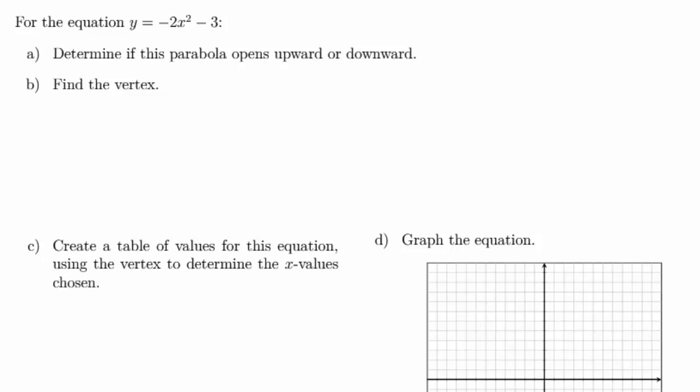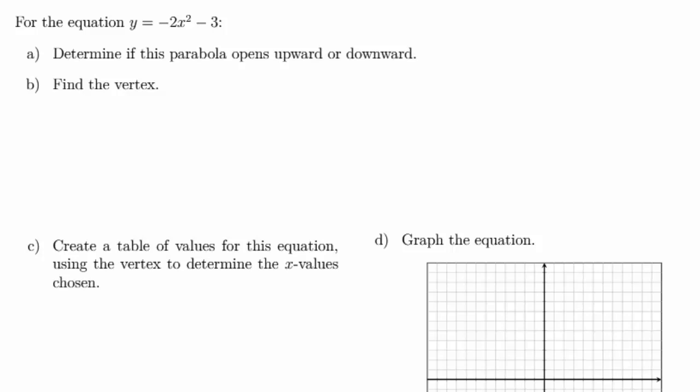In this example, we're given y equals negative 2x squared minus 3. We're asked to determine if this parabola opens up or downward, find the vertex, use those first two parts to create a table of values, and then finally to graph the equation.